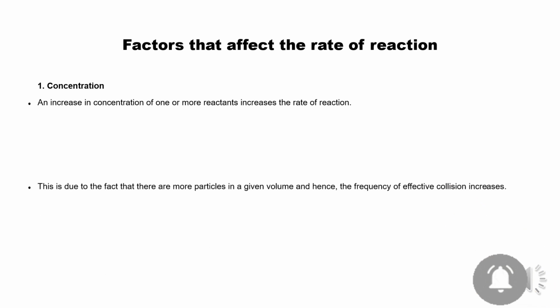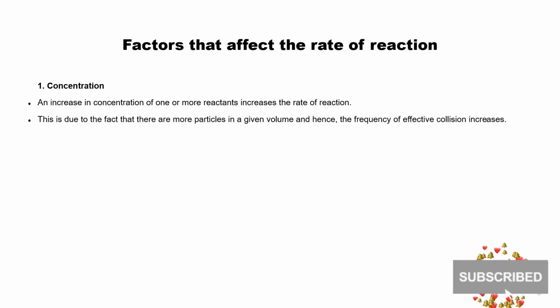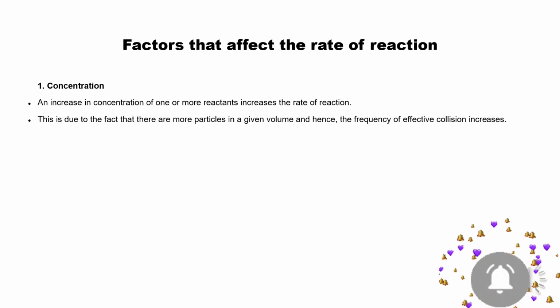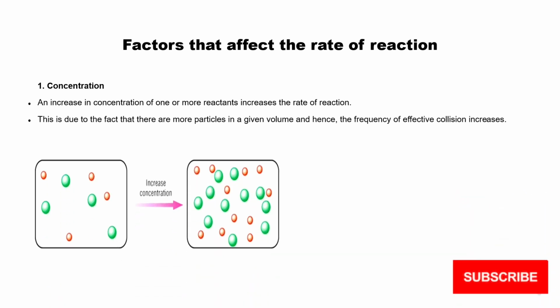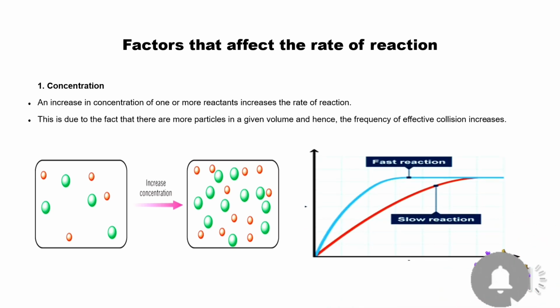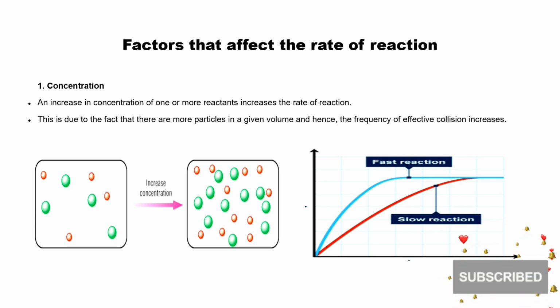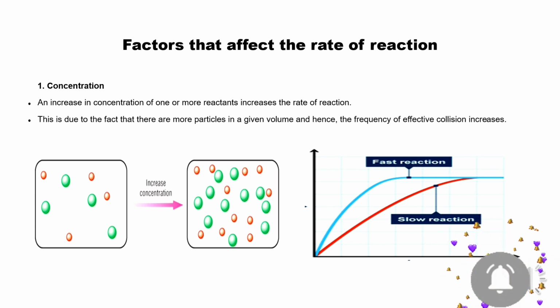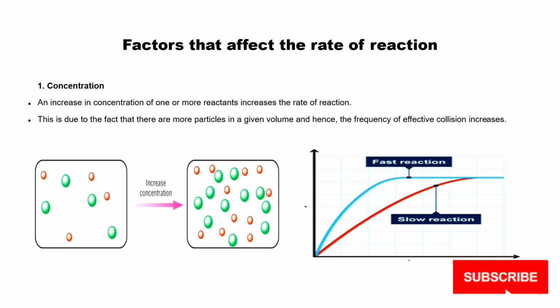So what does this statement mean? This is basically due to the fact that there are more particles in a given volume, hence the frequency of effective collisions increases. When you look at this diagram, it shows two different boxes, one with less effective collision, meaning there is low concentration of particles, the other with more effective collision, because there is an increase in the number of particles. Therefore, any increase in concentration increases the rate of reaction.